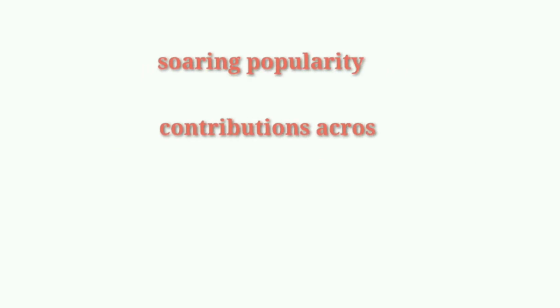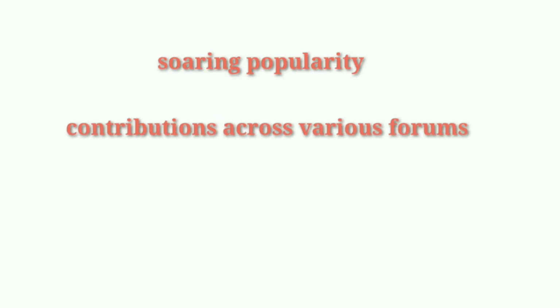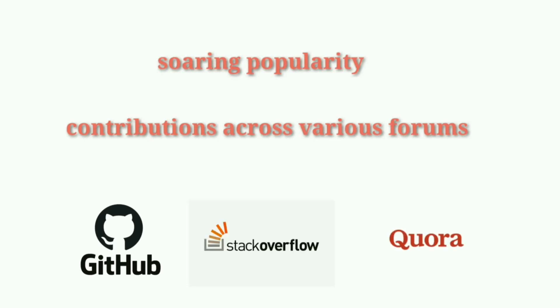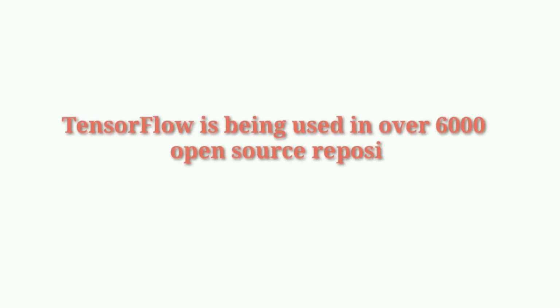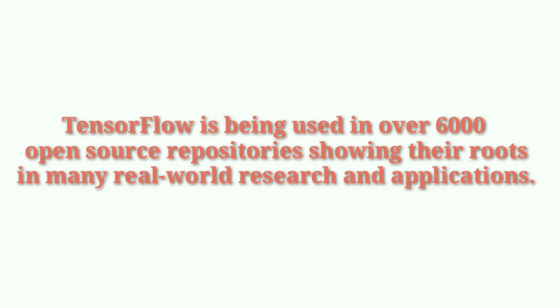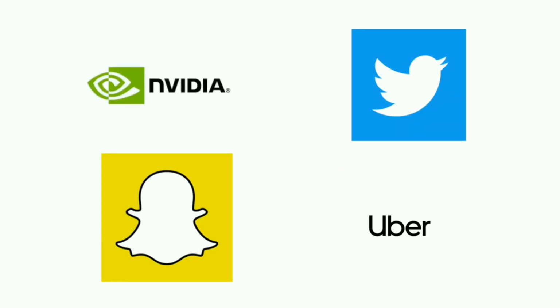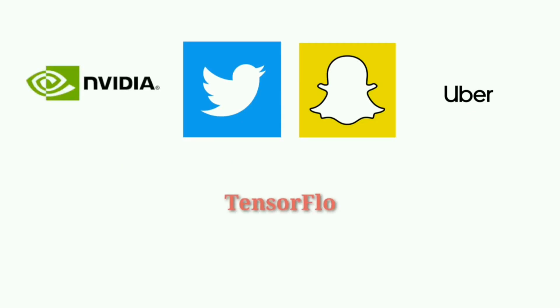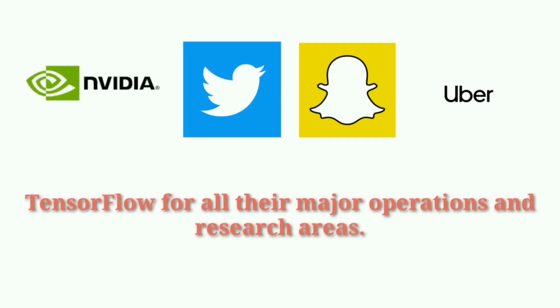Let's talk about it. The major credit goes to the soaring popularity and contributions across various forums such as GitHub, Stack Overflow, and Quora. The fact is, TensorFlow is being used in over 6,000 open source repositories, showing its roots in many real world research and applications. Many popular companies such as Nvidia, Twitter, Snapchat, Uber, and more are using TensorFlow for all their major operations and research areas.